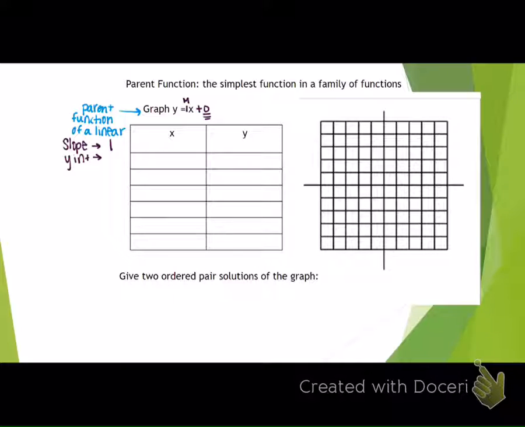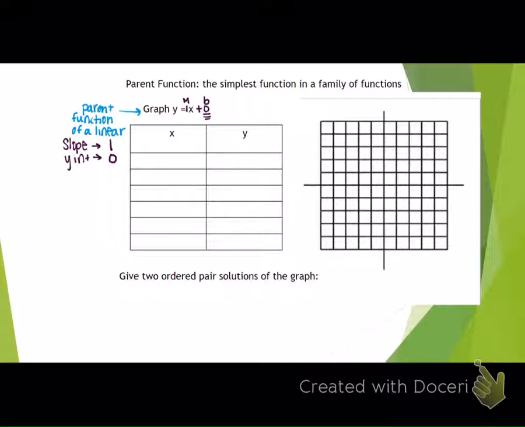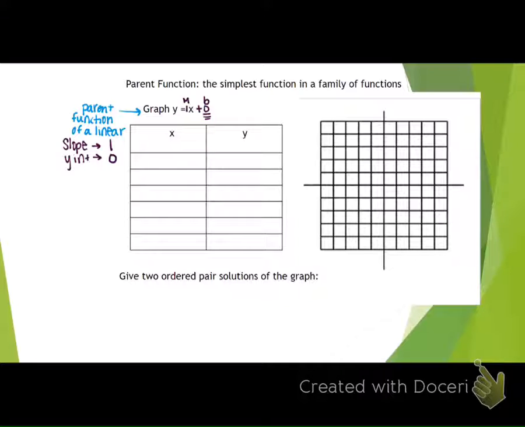So oftentimes, kids get really confused when they see the parent function because it looks like there's no numbers at all with it, so it gets a little bit confusing, right? But just remember, if there's nothing in front of x, it's 1, and if there's nothing added at the end, you can always put +0 there if it makes you feel better to find that y-intercept, okay? Whatever makes you feel better on getting those answers right.